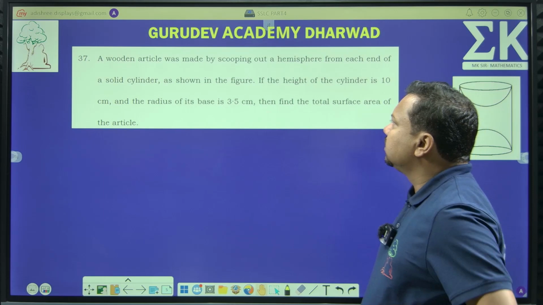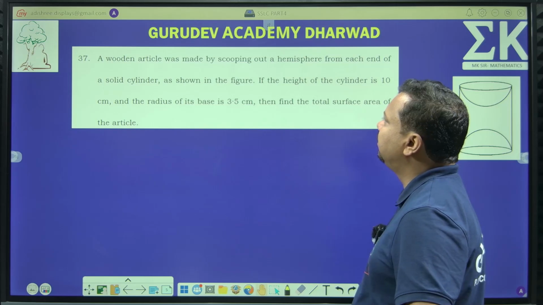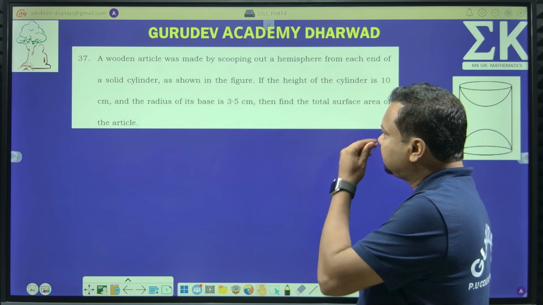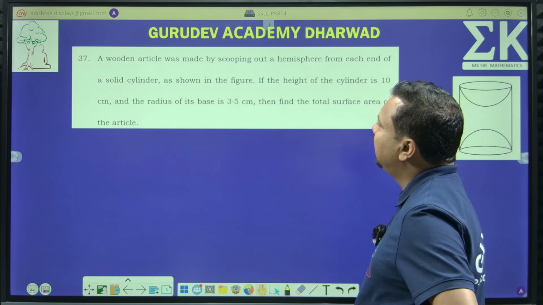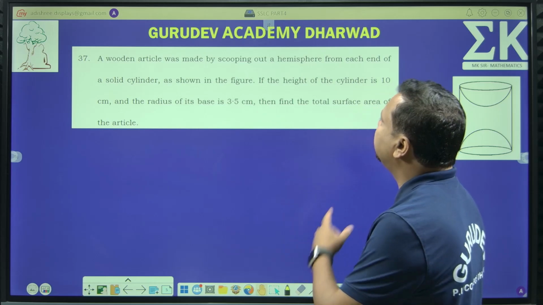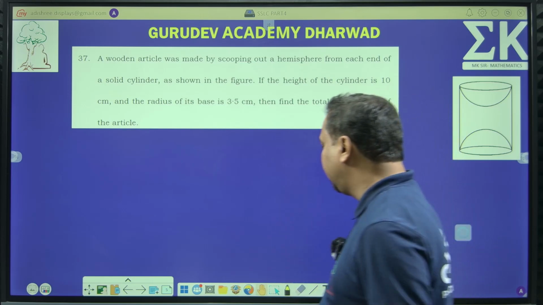A wooden article was made by scooping out a hemisphere from each end of a solid cylinder as shown in the figure. If the height of the cylinder is 10 centimeter and the radius of its base is 3.5 centimeter, then find the total surface area of the article.